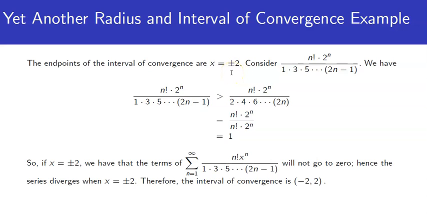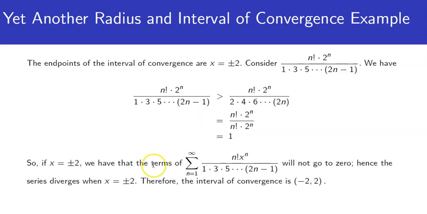So these terms, doing the absolute value of the terms, whether I plug in 2 or negative 2, do not go to 0. So it doesn't matter if I plug in 1 or negative 1, the terms in the series do not go to 0. That means that the series will diverge at both endpoints.